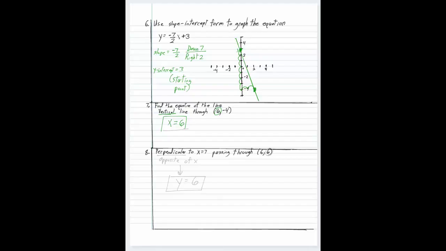Number 8, it says perpendicular to x equals 7, passing through 6, 6. The word perpendicular means opposite. So it's like saying opposite of x. And the opposite of x is y. And what is the y value? Well, it's right here. It's the 6. So the answer is just y equals 6. And that's it.